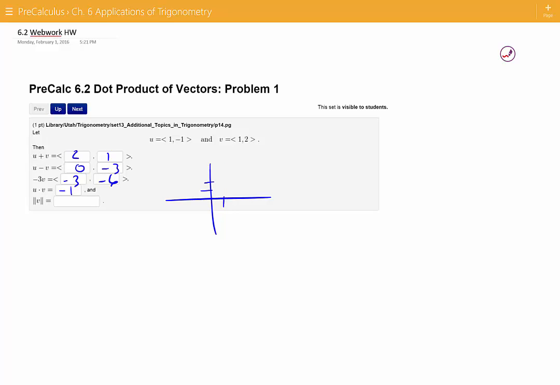And then we want the magnitude of v. To find the magnitude of v, we can graph it and just use the Pythagorean theorem, because it's just the distance of the hypotenuse. So it's just x squared plus y squared, which would be 1 squared plus 2 squared, which is the square root of 5.